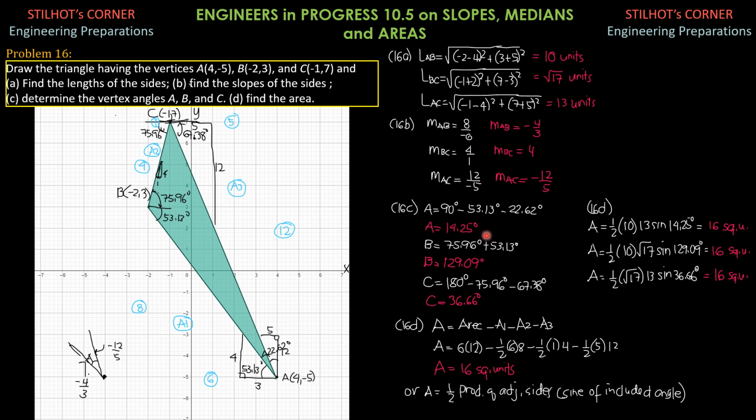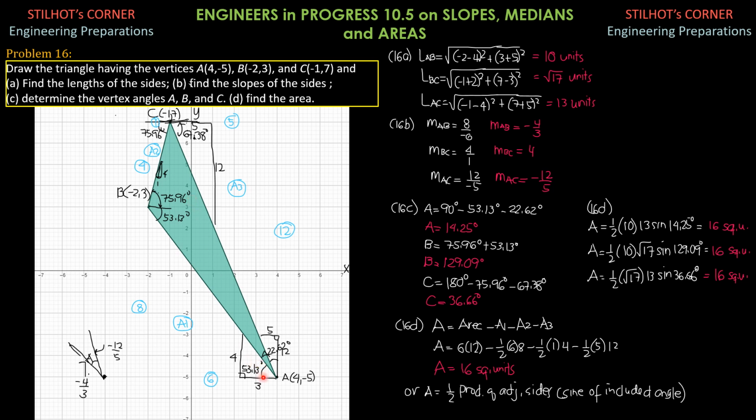So angle A is 14.25 degrees. Then angle B, which is obtuse, the slope here is 4. So we can compute this directly. Inverse tangent of 4 over 1 is 75.96 degrees.